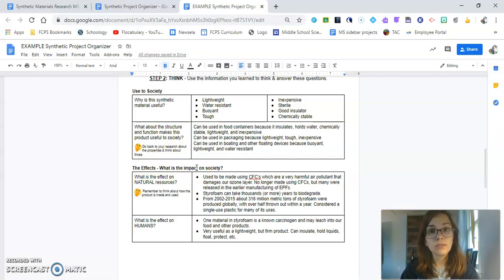Positive and negative. I mean, we're producing it at really high rates, so we must be enjoying the effects of this styrofoam, right? So we want to think about the effect on humans. We have great insulators for our hot coffee. We have food containers. We have buoyant buoys that we can use on boats. But some negative effects and other effects on our natural resources. If we're harvesting our fossil fuels and using them to make this new product, that has a significant effect because we know that fossil fuels are non-renewable. So that's the type of stuff that would go in this box.